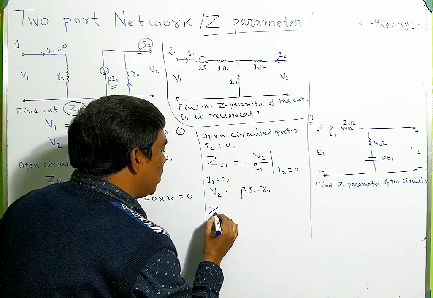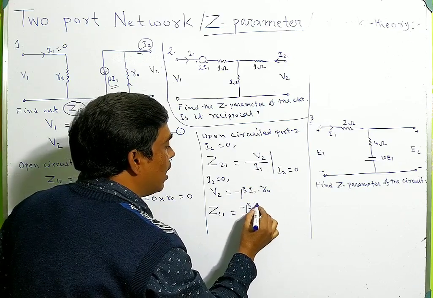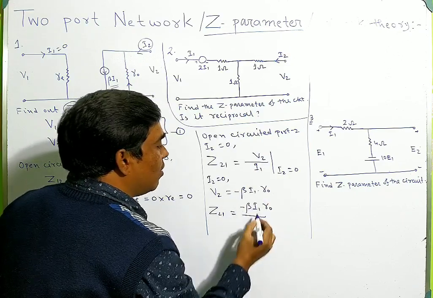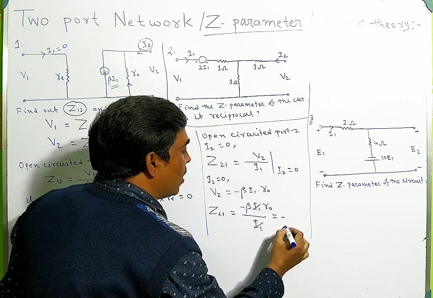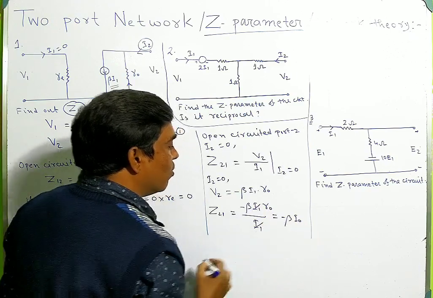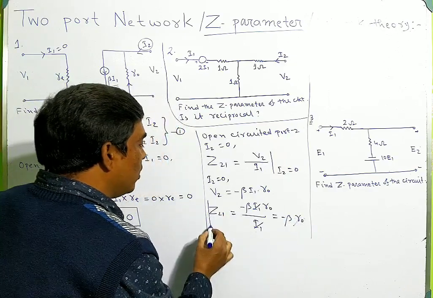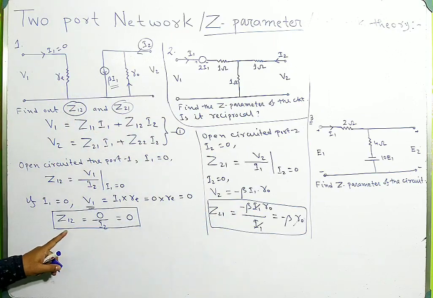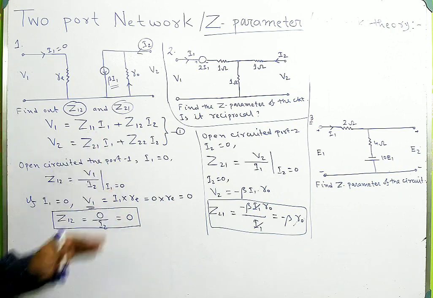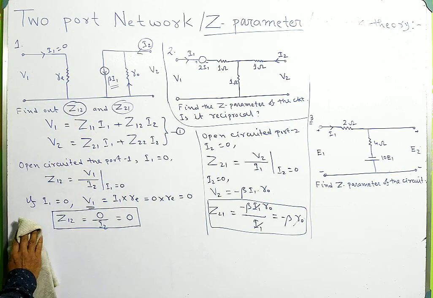Now Z21 is given by minus beta I1 R0 divided by I1. So I1 cancels out, giving minus beta R0, not R, this is R0. So this is the value of Z21 and this is the value of Z12. In this way you can solve this problem number 1.